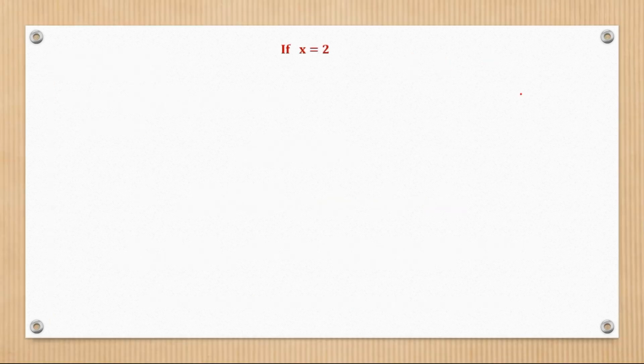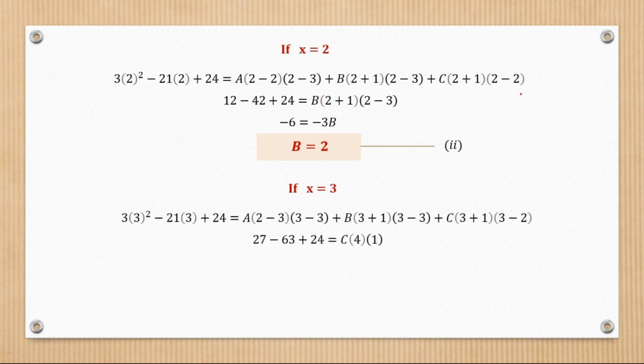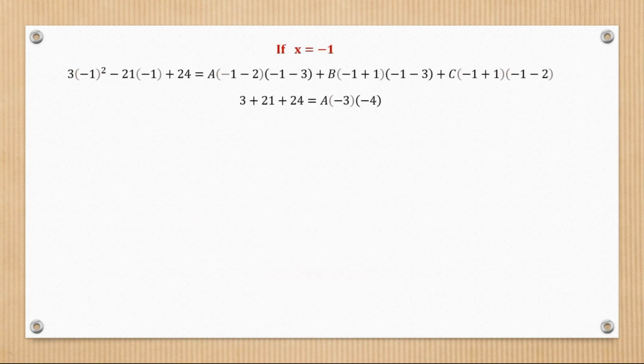So if we let x be equal to 2, this is what we end up having. So this is how it looks in a more simplified version. So we end up having negative 6 being equal to negative 3b, of which b shall be equal to 2. So if we let x be equal to 3, this is what we end up having. Simplify it, and we have c being equal to negative 3. Then lastly, if we let x be equal to negative 1, we'll have that, simplify it, and we'll have 48 being equal to 12a, of which a shall be equal to 4.